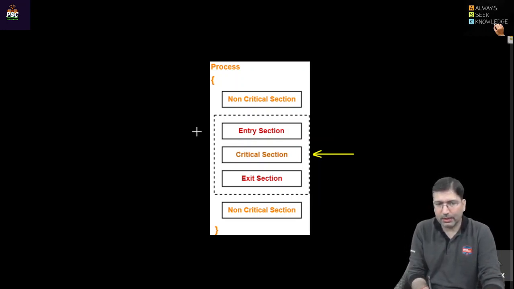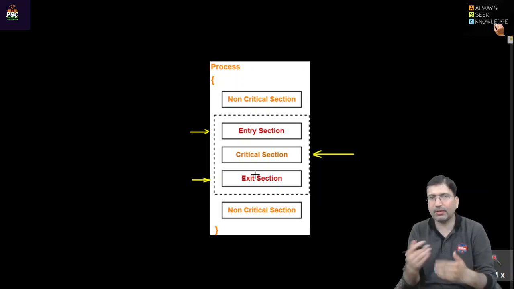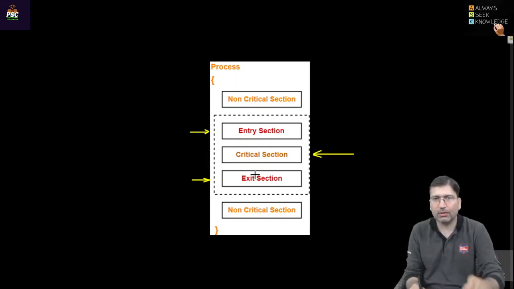For that we write two other blocks of code. The very first block of code is the entry section, which the programmer writes just before the critical section. Before entering the critical section, a process needs to satisfy the conditions written in the entry section. And once a process exits from the critical section, there is another code, the exit section, where some variables or locks will be released. That block of code we consider as the exit section.